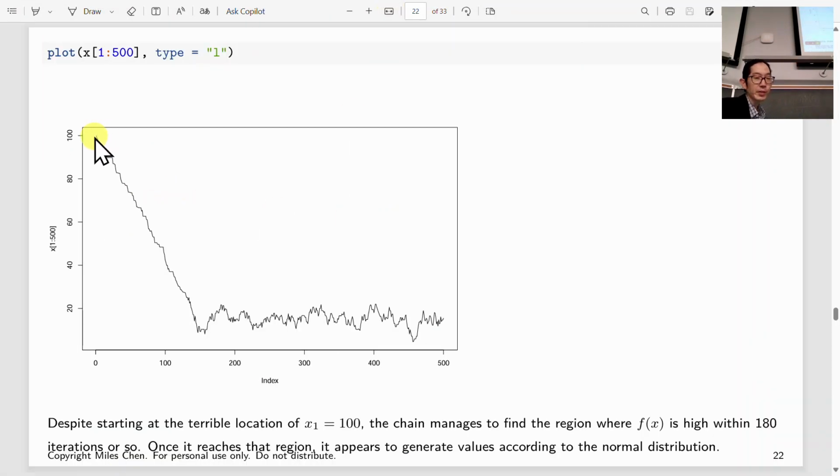Okay, so we start off at 100, but despite starting off at this terrible location of 100, after, I don't know, after around 180 iterations or so, we kind of found the location where we ought to be. And so we call this part, the part where we're kind of seeking out where we're supposed to be, the burn-in period.